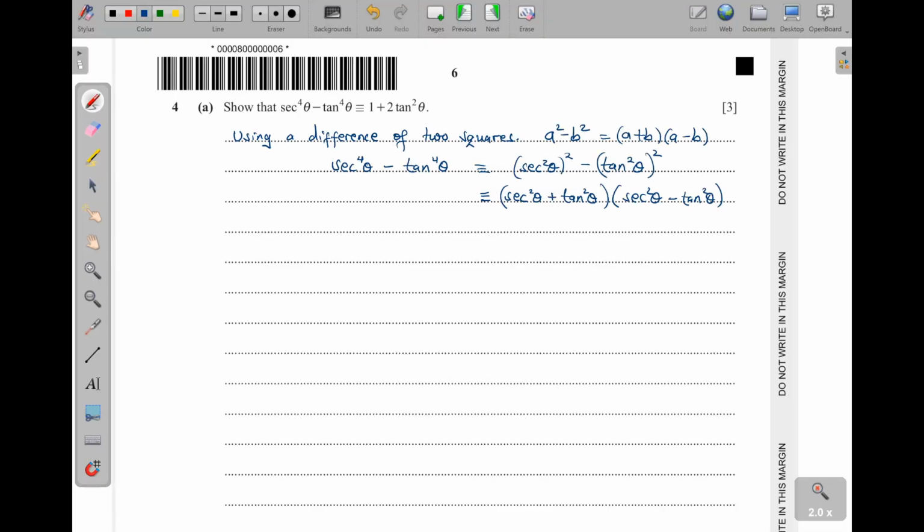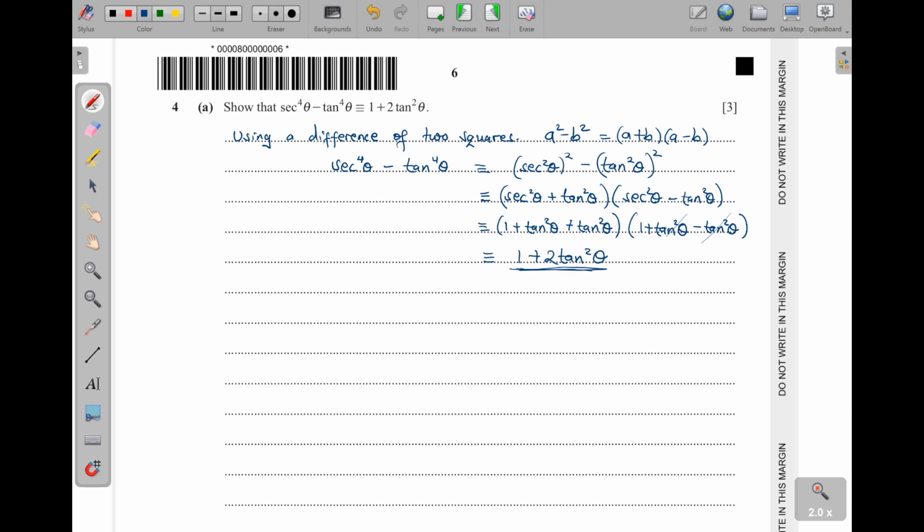So I go back where there is sec squared theta and I put 1 plus tan squared theta. So there is also this other tan squared theta. And then inside here still I'll have 1 plus tan squared theta minus tan squared theta. So we can see that actually here we are having 1 plus 2 tan squared theta, but inside here tan is disappearing, so we are now multiplying all through by 1. So this is the answer proved.